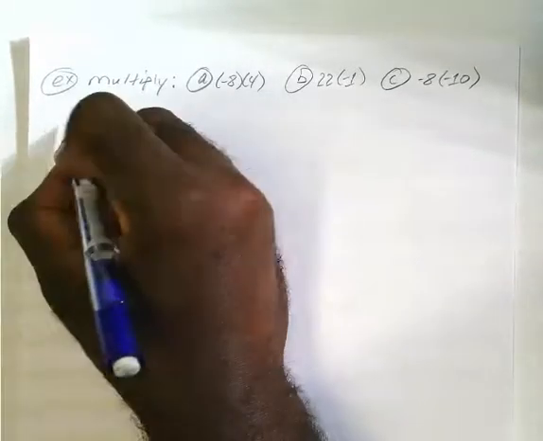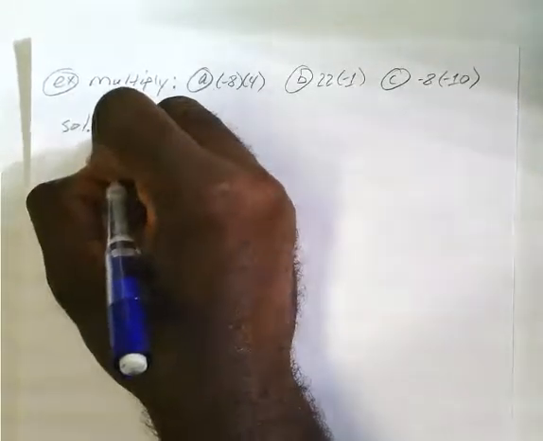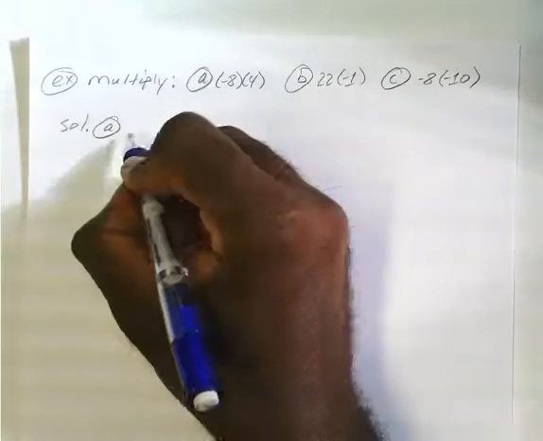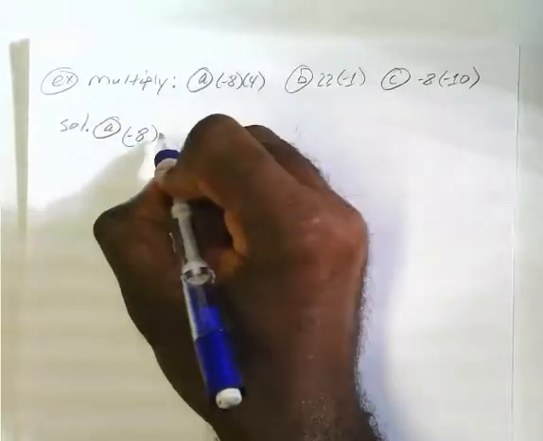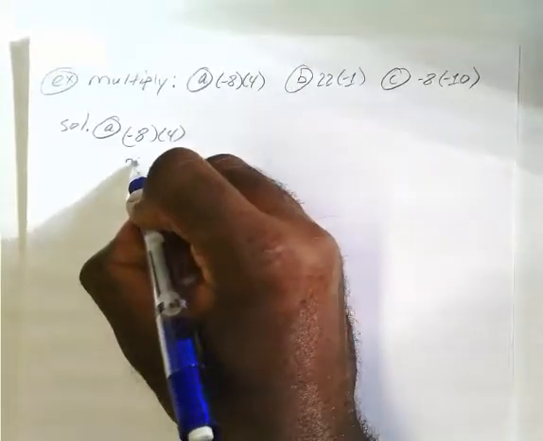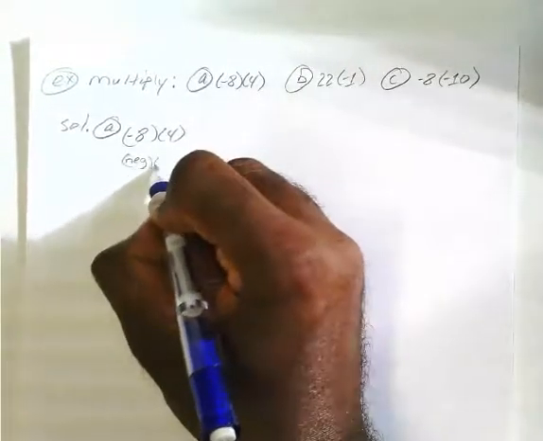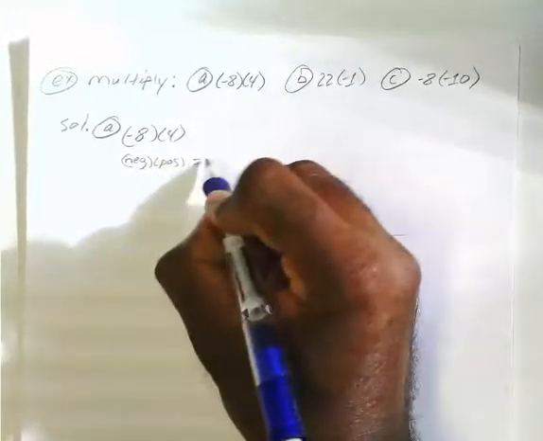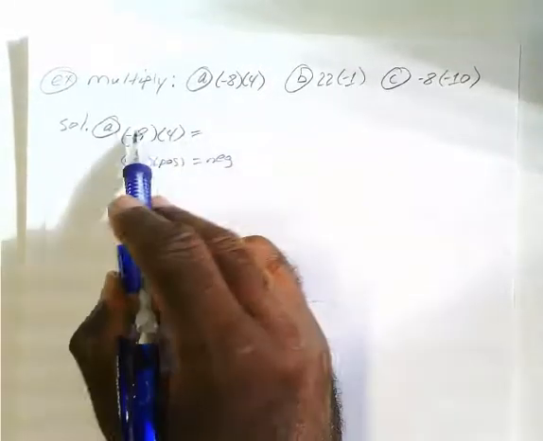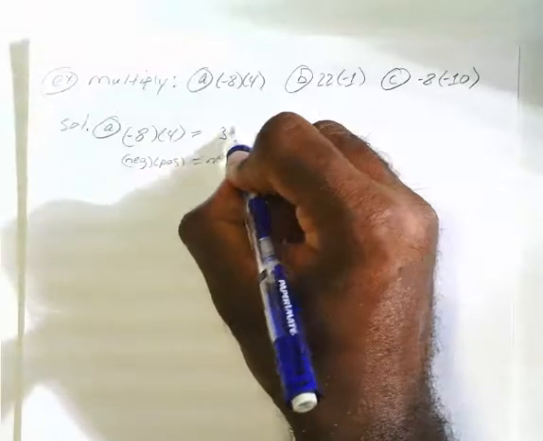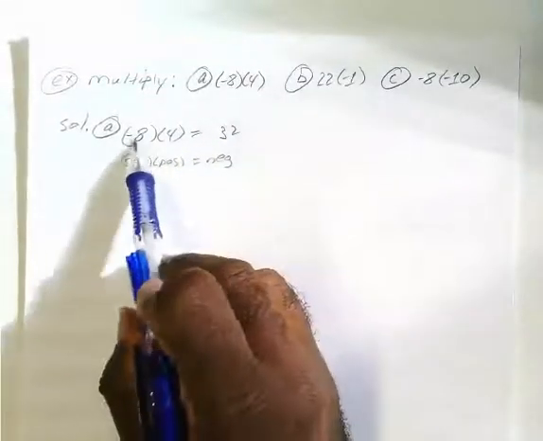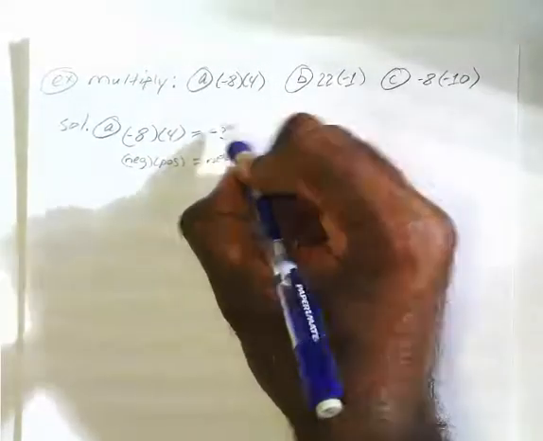Alright, so let's get started on problem A. Negative 8 times positive 4. Remember, negative times positive equals negative. So 8 times 4 is 32. Negative times positive makes that negative.